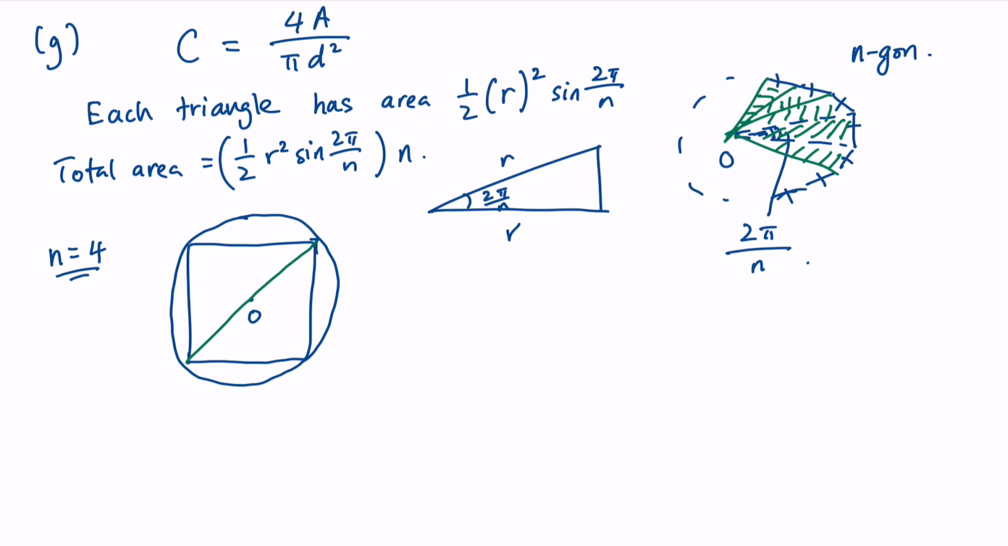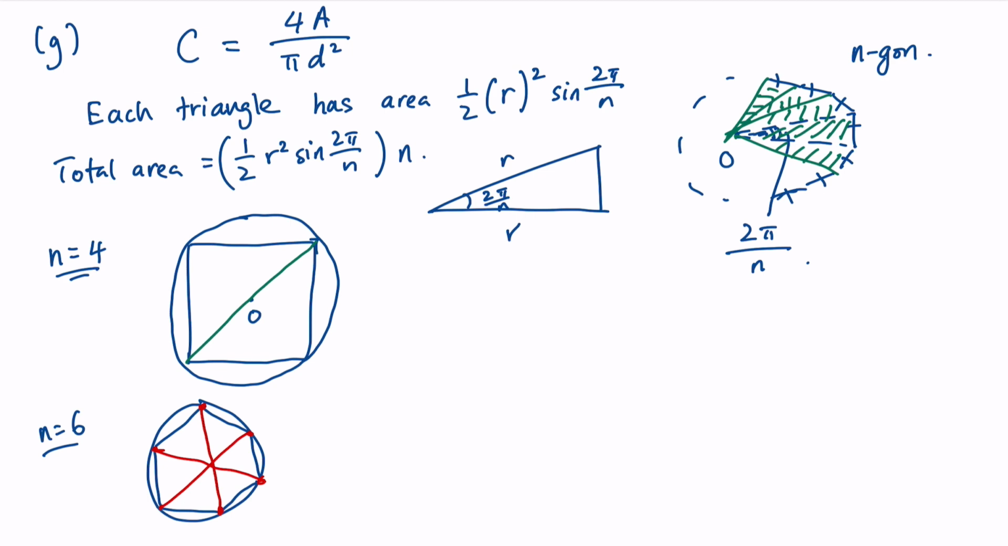Alright, so let's try another case. Let's say n is 6. Let me draw my circle first. So now I have a hexagon inside here. So 1, 2, 3, 4, 5, 6. And the maximum distance between any 2 points would be something like this, or maybe like this, or like this, either one of them. And they are all the diameter of the circle.